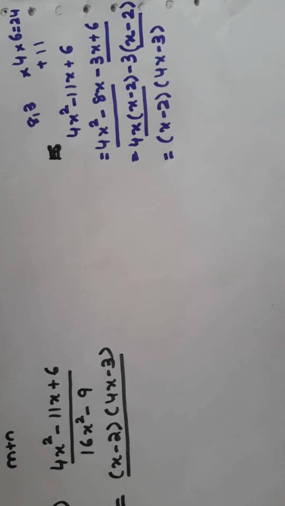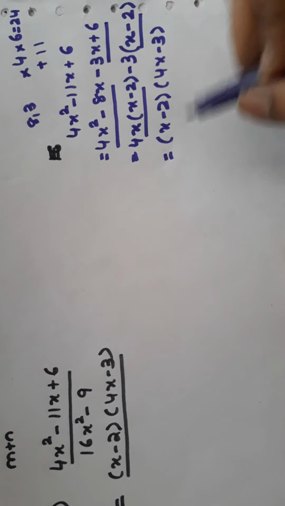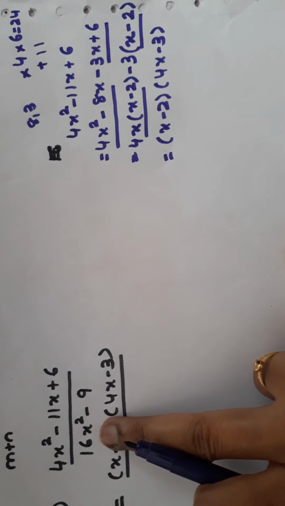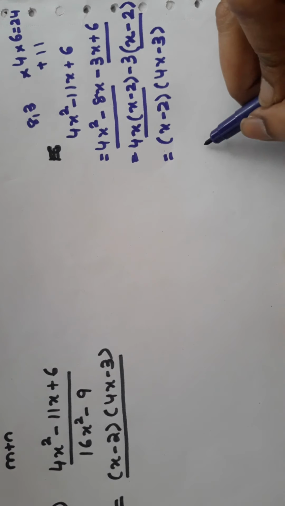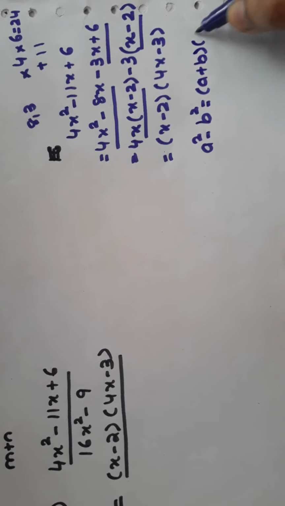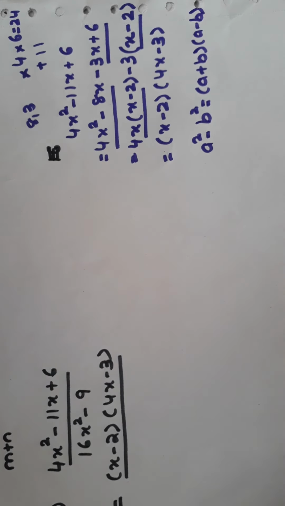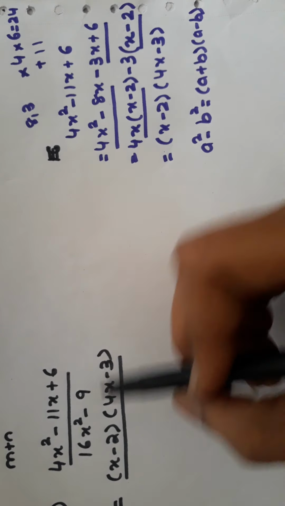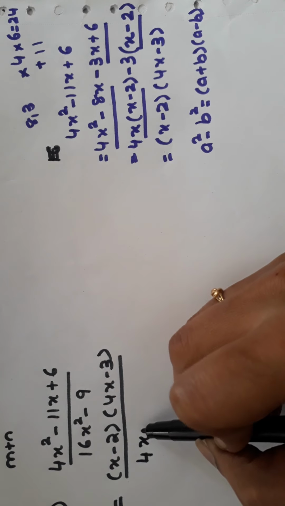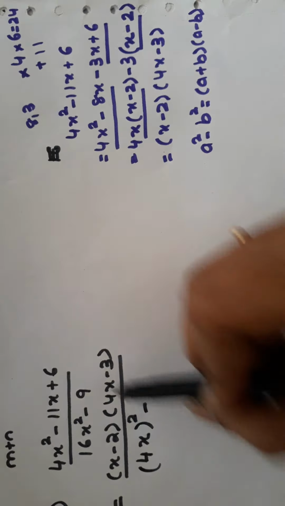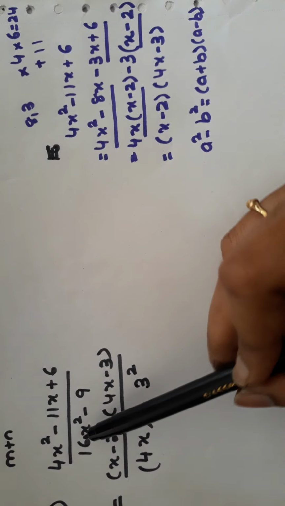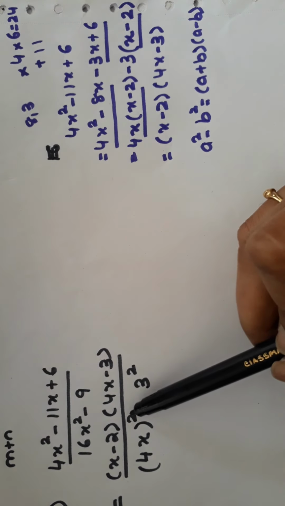Now in the denominator there is no middle term, and the variable has power 2. So we are going to use a formula a square minus b square. A square minus b square is a plus b into a minus b. But before that we have to write each term as a square of an expression. 16 is 4 square, x square is x the whole square, minus 9 is 3 square. So when you go back, you should get 16x square minus 9 from 4x the whole square minus 3 square.